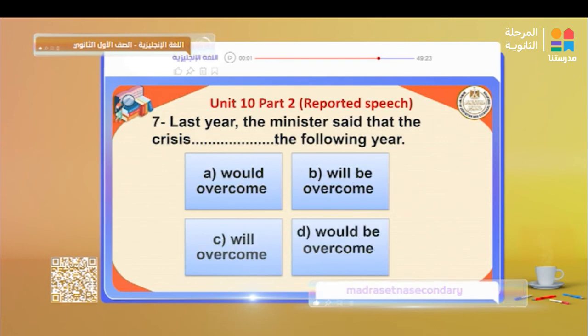Question number 7. Last year, the minister said that the crisis the following year. What is the crisis? The crisis means a problem. The problem which we face, a very big problem which we face. So the problem would overcome or would be overcome. Of course, here it's a passive, so the problem would be overcome.